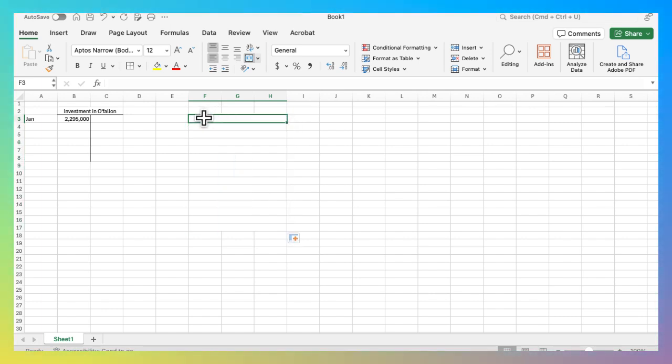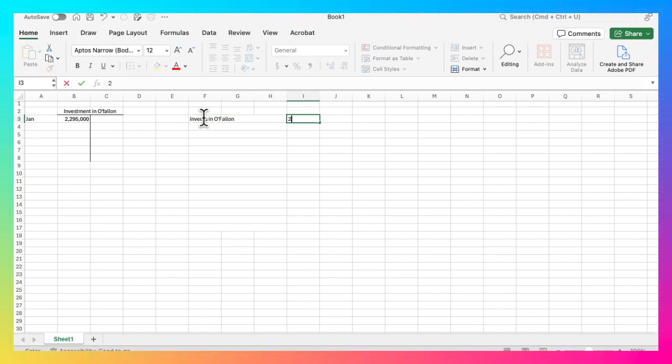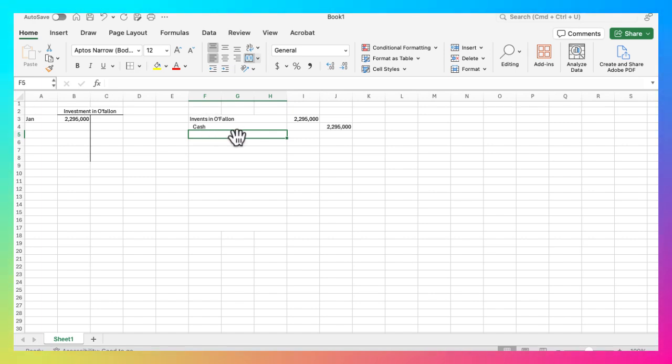Okay. So the journal entry to record, we're going to debit investments in O'Fallon for $2,295,000. We're also going to credit cash for the same amount. We're assuming they paid cash for this. Okay, so that's the first journal entry, and notice how it impacted the investment in O'Fallon account. It increased it by basically $2.3 million.